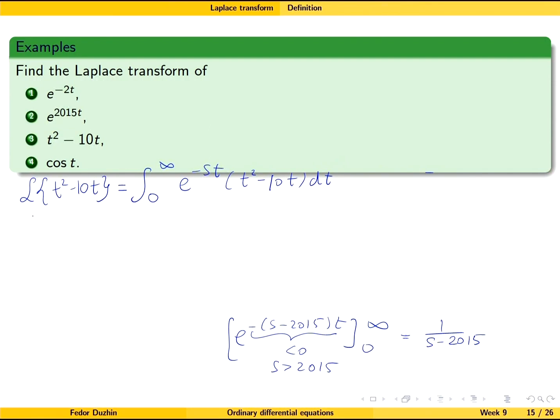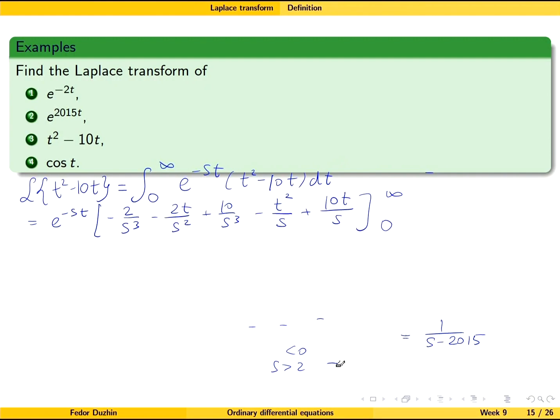So the antiderivative of this is e to the minus st times minus 2 over s cubed minus 2t over s squared plus 10 over s cubed minus t squared over s plus 10t over s. And then we should take the change from 0 to infinity, right? So this is the antiderivative of the integrand. And then we should take the change from 0 to infinity.